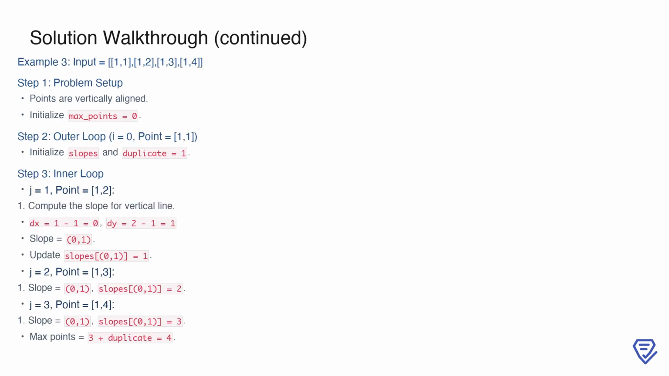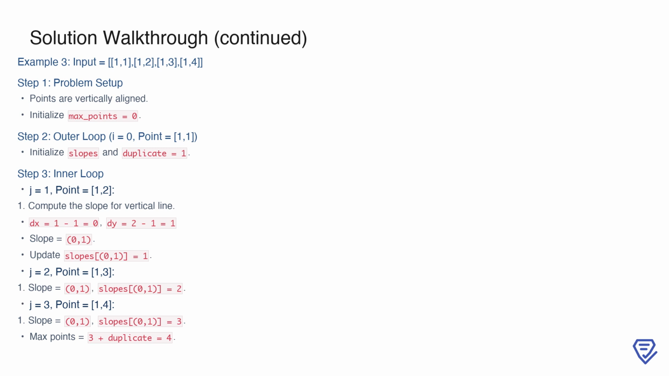In the next example, the input points are (1, 1), (1, 2), (1, 3), (1, 4), which are vertically aligned. We start by initializing max_points to 0. For the first point, (1, 1), we initialize an empty slopes dictionary and set duplicate to 1. In the inner loop, comparing (1, 1) with (1, 2), the differences dx and dy are 0 and 1, respectively. This results in a vertical slope of (0, 1), which we add to slopes with a count of 1.